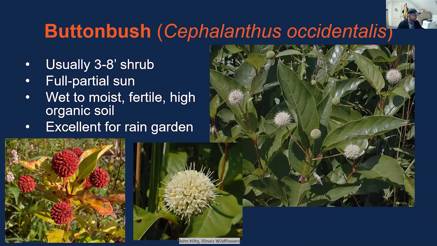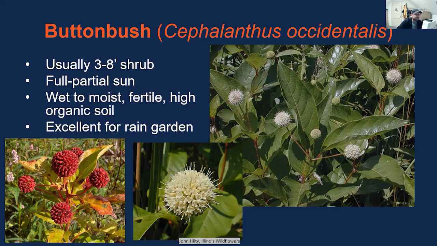Up next, we have buttonbush. So this one is another one that has a more distinct preference. It definitely prefers wet to moist soils. So if you have kind of a lower lying area, that would be kind of ideal for that, or a rain garden. But it can tolerate, I would say, up to mesic soils, just so that it's not super dried out. It is fairly tolerant of that.